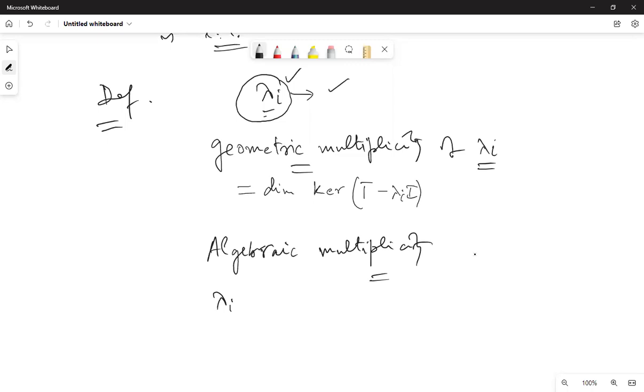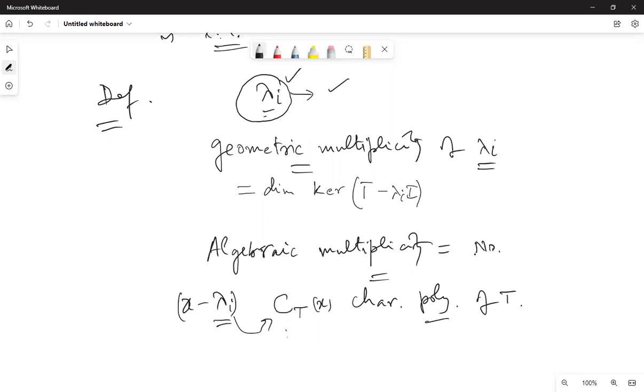So if lambda is occurring in its CTX, I just take the characteristic polynomial of T. The number of factors x minus lambda occurring in CTX, that is the characteristic polynomial of T, is known as the algebraic multiplicity.